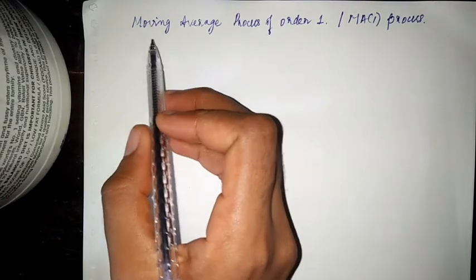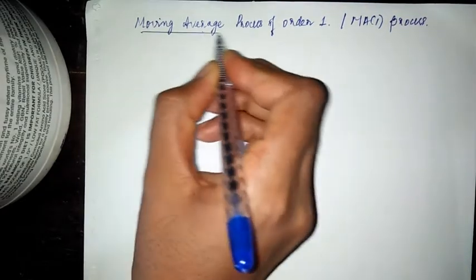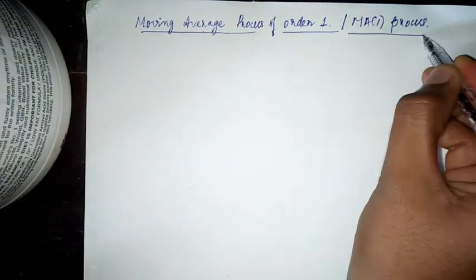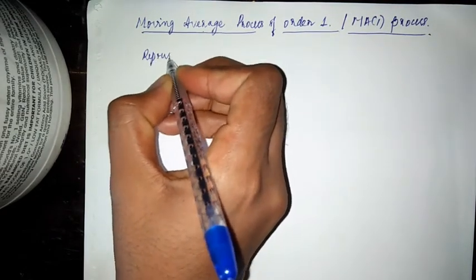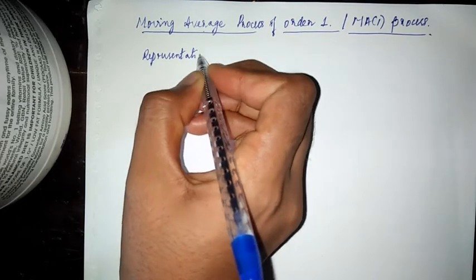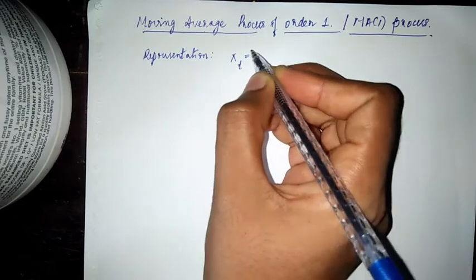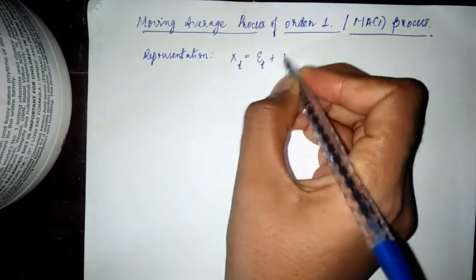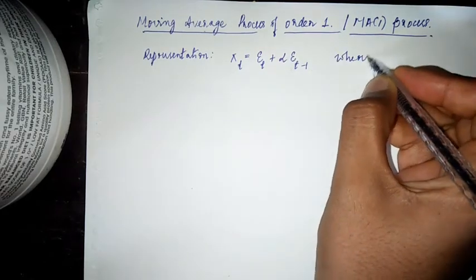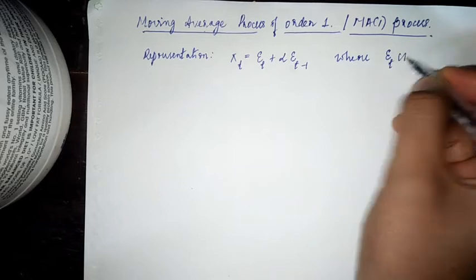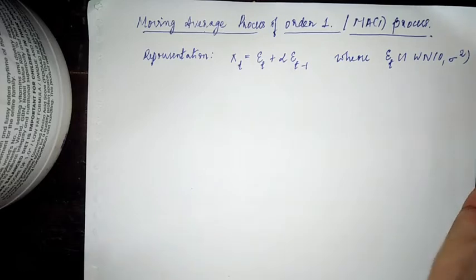In this video, we are going to see the moving average process of order 1, or simply the MA(1) process. So now, what is the representation? The representation is x_t equals epsilon_t plus alpha epsilon_{t-1}, where epsilon_t follows the white noise process with zero mean and variance sigma square.